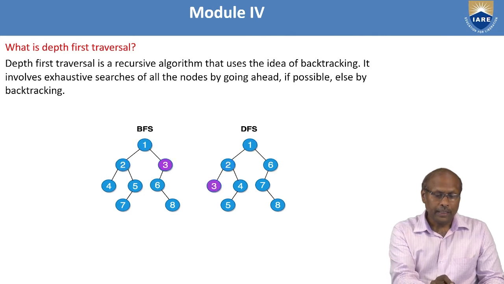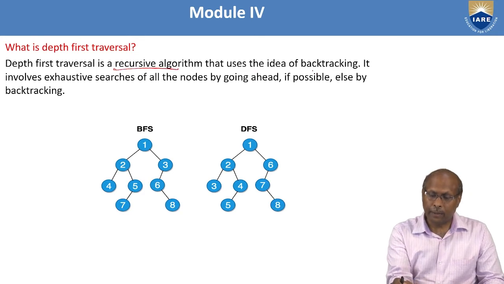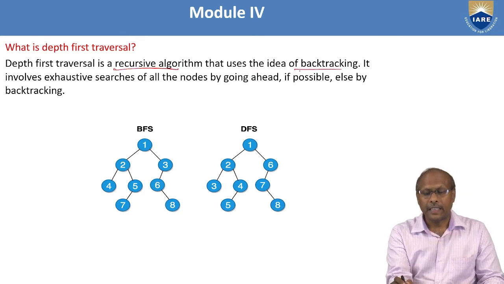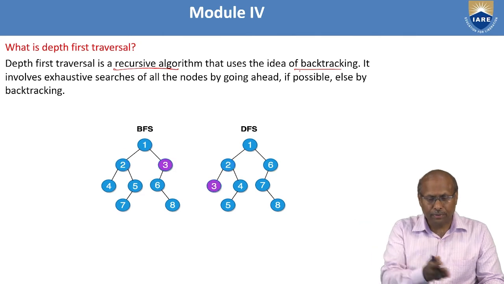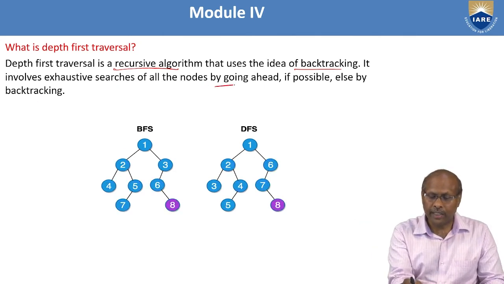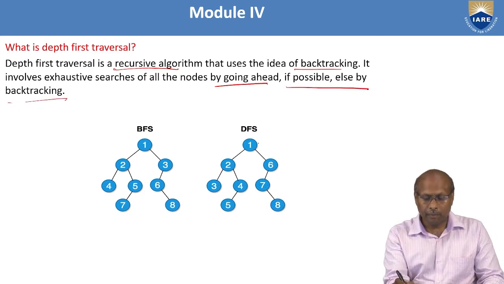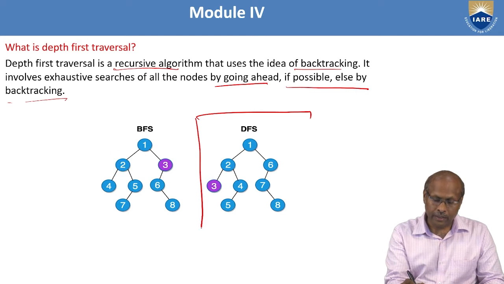If you observe here, depth first traversal. Depth first traversal is a recursive algorithm that uses the idea of backtracking. It will allow you to traverse in a complete depth, and it involves the exhaustive search of all the nodes going ahead, if possible, else by backtracking. Please observe this one. This is the depth first search.